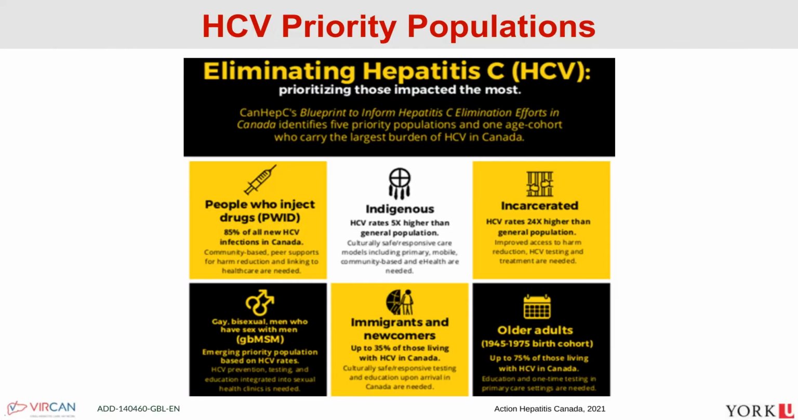So in Canada, we have set out the blueprint to inform hepatitis C elimination efforts. And there's been an identification of 6 priority populations. These populations include people who use drugs or inject drugs, Indigenous communities, those who are criminalized or incarcerated, gay and bisexual men who have sex with men, immigrants and newcomers, and older adults. And by older adults, we have a mandate to do birth cohort screening. In Canada, they've decided that that's 1945 to 1975.